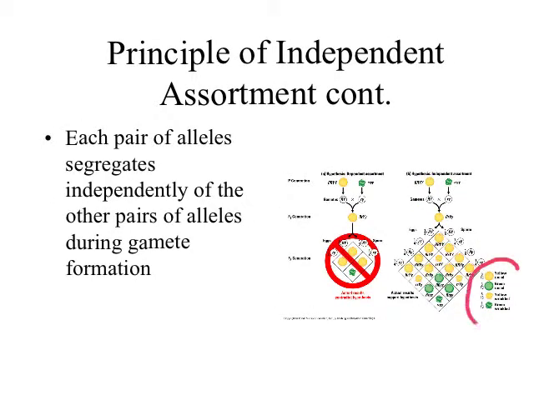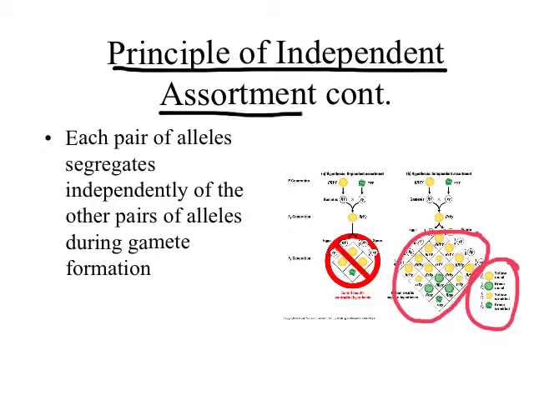Because we can see this wide variety of phenotypes and even bigger variety of genotypes in the F2 generation, we could see that each pair of these alleles is going to separate independently of the other pairs of alleles during gamete formation. So it's not that every time you have a yellow seed it has to be round because those alleles go together. Okay, that's not it at all. That's what this principle of independent assortment means.